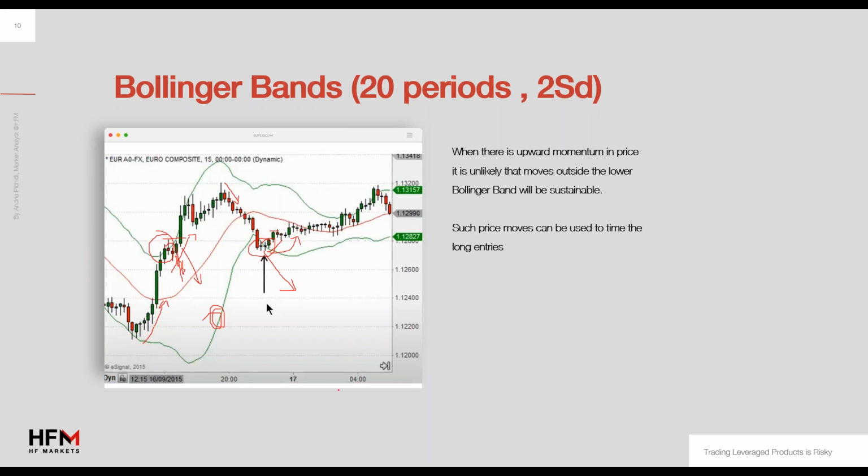Now, what we have over here: when there is an upwards momentum in price, so when the price is moving higher, it is unlikely that moves outside the lower Bollinger Band will be sustainable. Such price moves can be used to time their long entries. So I'm going to explain right now what we mean by that.